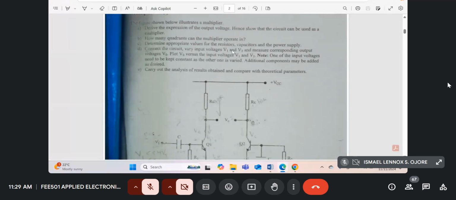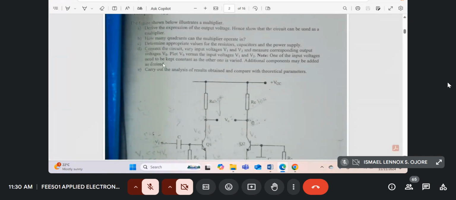So in the lab, derive an expression for the output we've done. How many quadrants have we done? Determine the appropriate values of resistors, capacitance, and the supply. C, connect the circuit and vary V1 and V2 and measure the corresponding output voltages. Plot V0 versus inputs V1 and V2. How will you plot? Unless you put DC voltages, you can't plot. You can't pass DC through a capacitor.